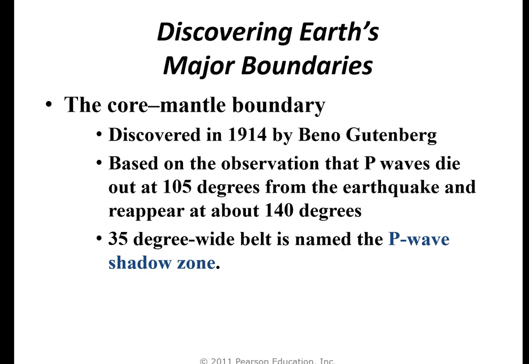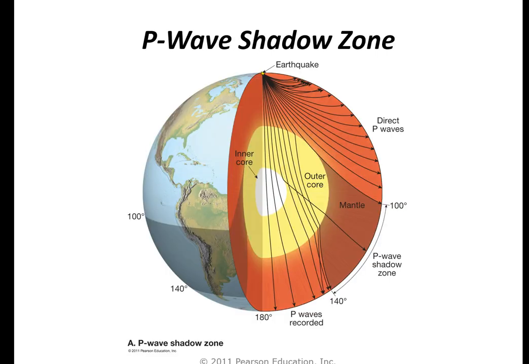The core and mantle boundary was discovered in 1914 by Gutenberg, based on the observation that P waves die out at 105 degrees from the earthquake in angle and reappear at 140 degrees. And so this 35-degree wide belt is named the P wave shadow zone, or just the shadow zone. So here we can see the P wave shadow zone. You can see where the waves go out, the direct P waves on your right there in the orange. And then you get to the red mantle, and it's kind of a quiet zone because it can't go through the core because it's liquid.